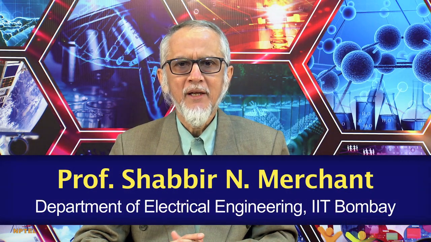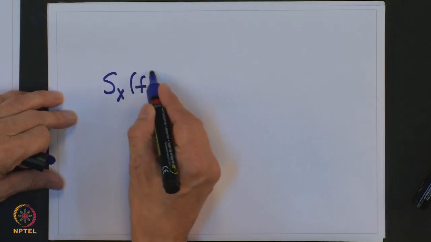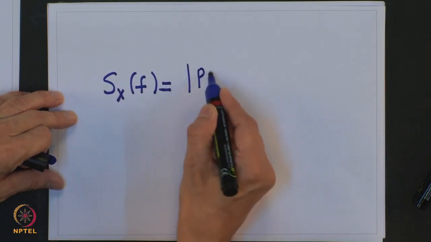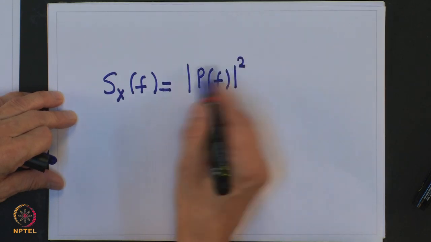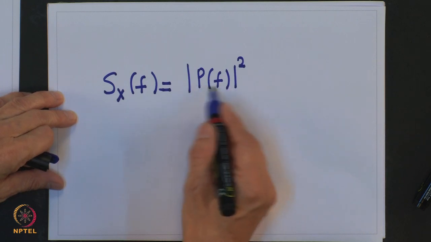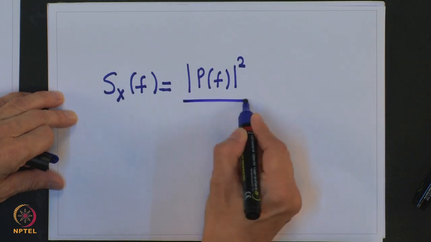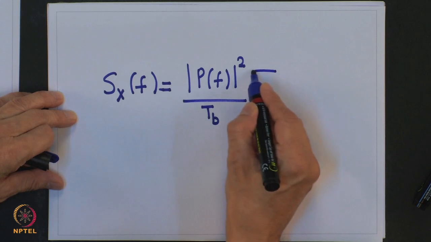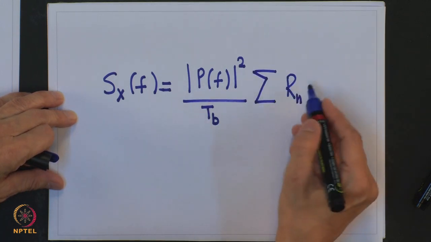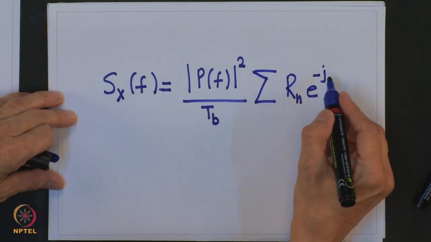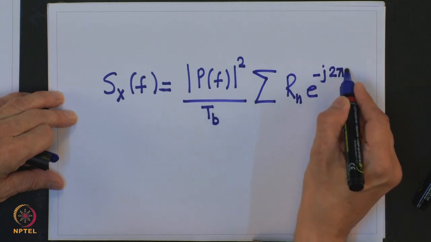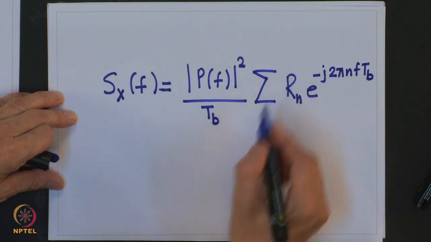We mentioned that power spectral density is a useful tool in the analysis or understanding the characteristic of a particular line code. We have derived the following relationship: power spectral density is equal to the Fourier transform of the basic pulse which we use for transmission, P(f), its mod squared divided by the duration of the pulse, and this is the discrete time Fourier transform of the function Rn.